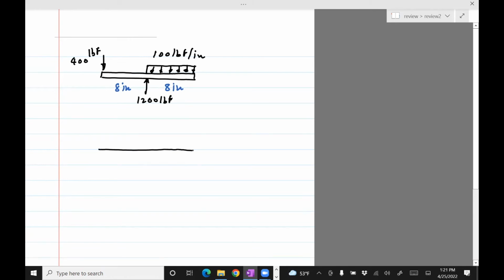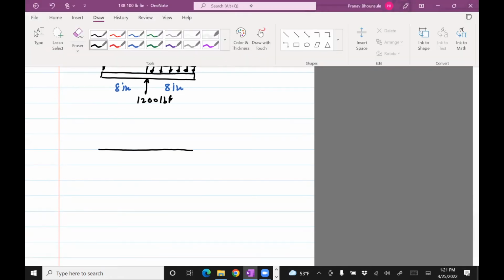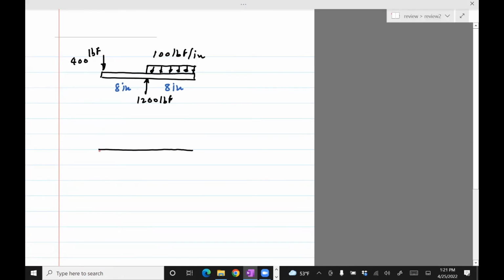Okay, shear force diagram. It will look something like this. So 400 lbf is downwards, so there will be a 400 lbf force downwards. It'll all be 400 till you reach this point, which I think is called A. So here we'll have to add 1200 to minus 400, so that will be 800. It'll go all the way up. And then it'll keep going at 800. Sorry, it will not. My bad.